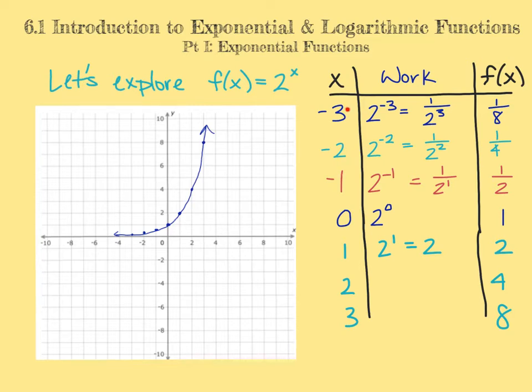Now, if we plug in smaller and smaller x values, what do we notice happens? Well, let's say we plugged in -4, we get 1/16. If we plug in -5, we get 1/32, and so on.